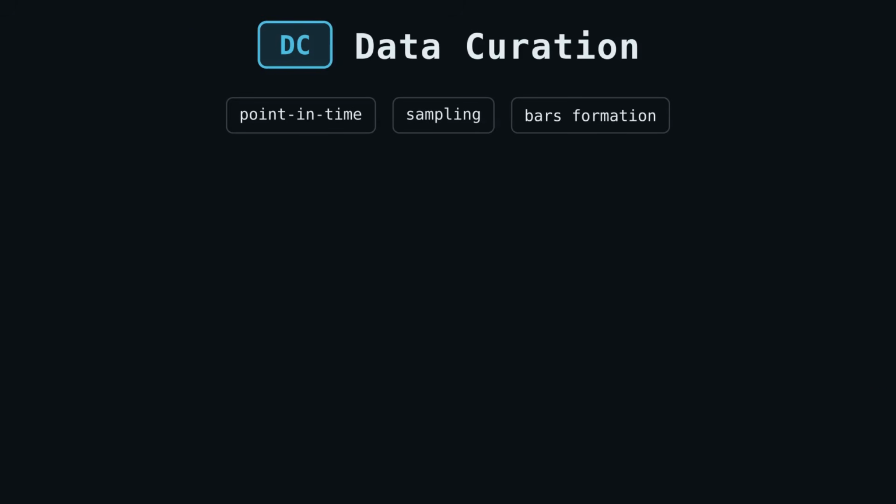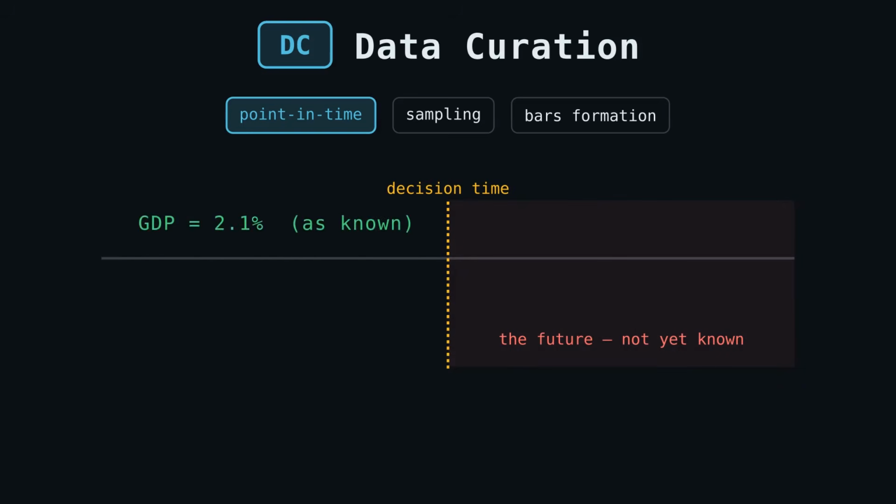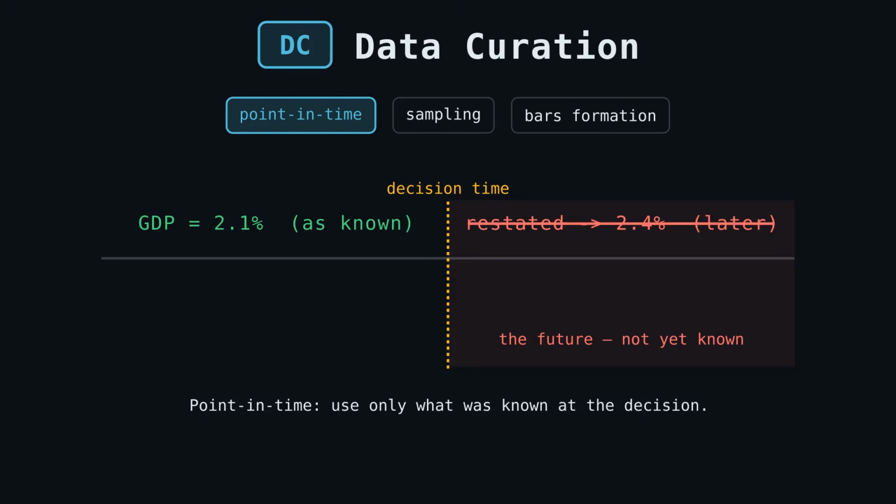The line begins with data curation. First, everything must be point in time. You may only use the data as it was actually known at the moment of the decision. A figure that gets restated months later cannot be fed back into the past, or you leak the future into your model. Second, how we sample matters.